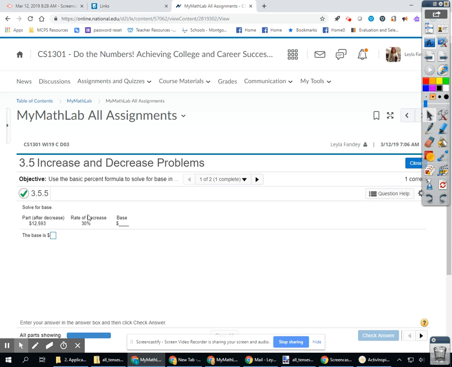If it's a decreased problem, take a look at your percentage. Your percentage given here is 30. Because it's a decrease, it has lost value. So 100% minus 30% is 70%. 70% as a decimal, if we move the decimal point 2 places to the left, is 0.7.